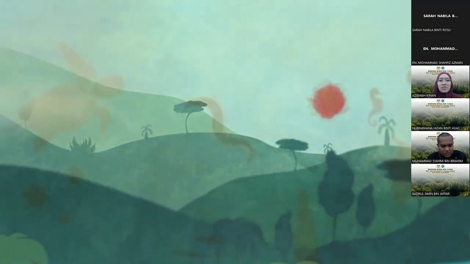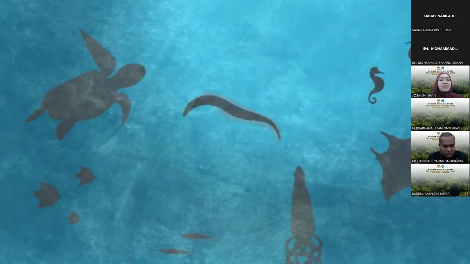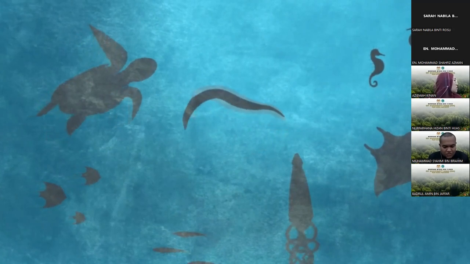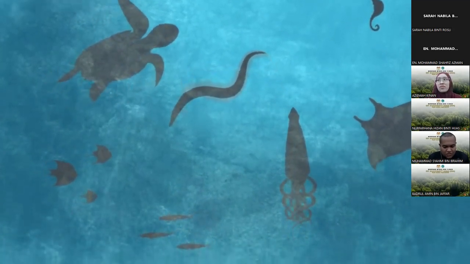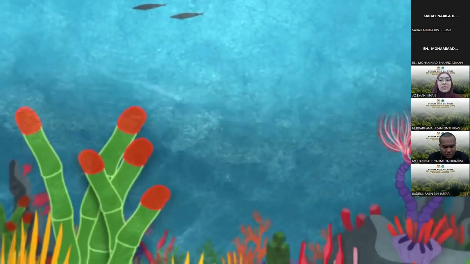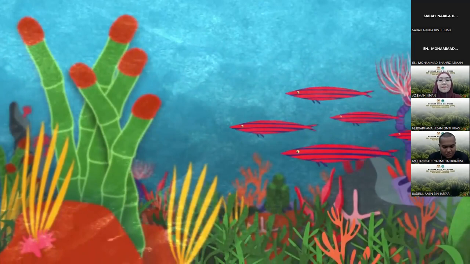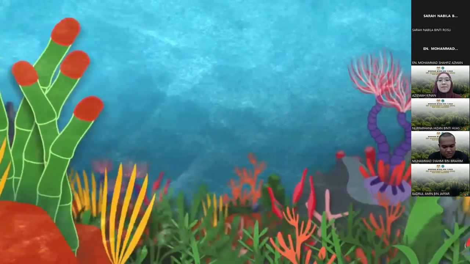But that's not true in every case. In some environments, taking away just one important component can undermine the entire system. Take coral reefs, for instance. Many organisms in a reef are dependent on the coral. It provides key microhabitats, shelter, and breeding grounds for thousands of species of fish, crustaceans, and mollusks.